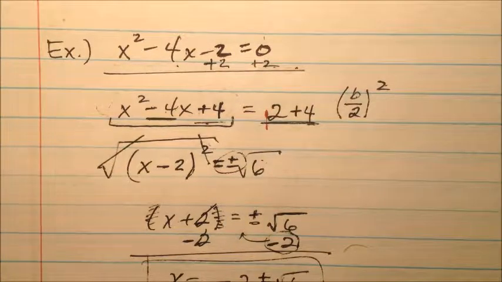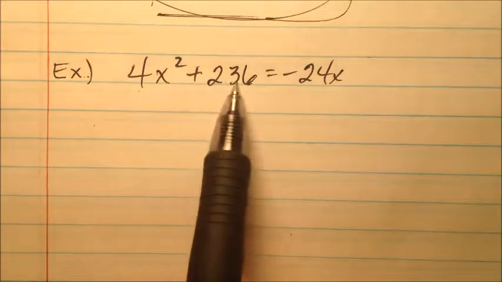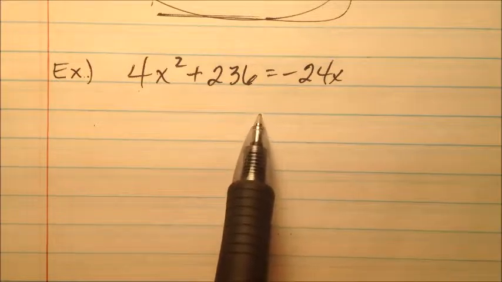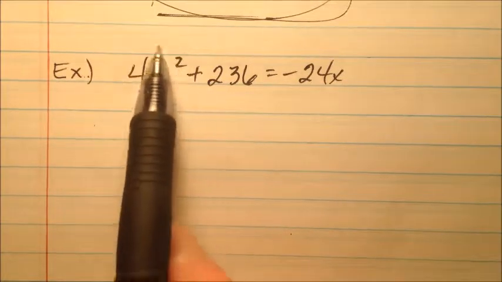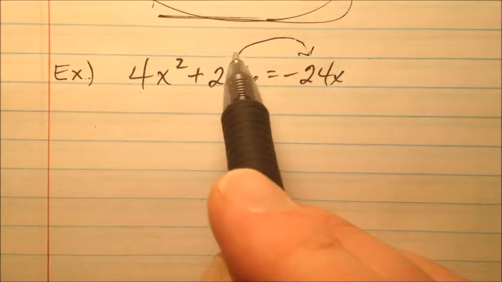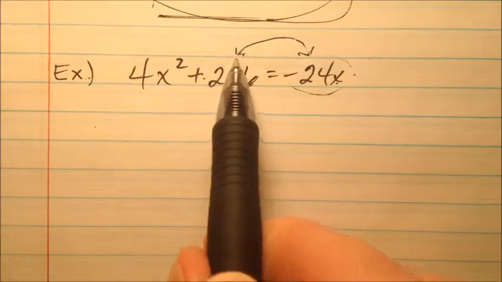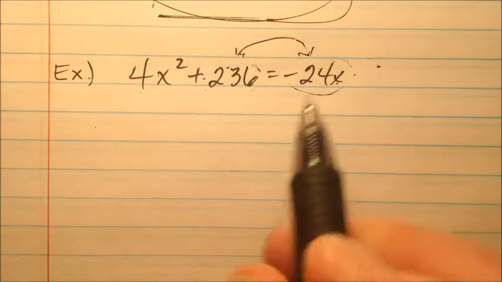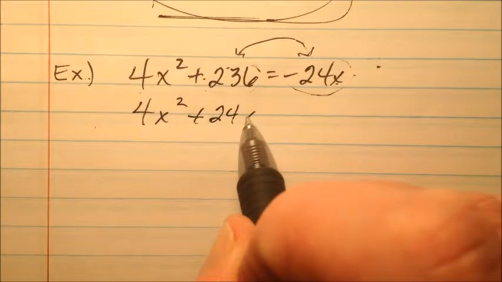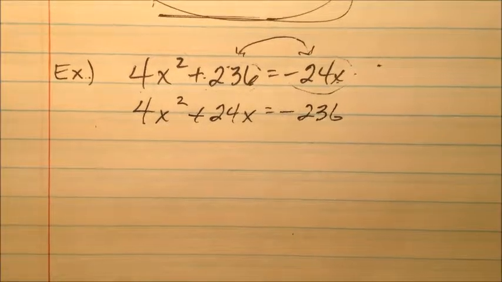this quadratic equation. In my third example, I have 4x squared plus 236 equals negative 24x. So our first step, remember, is to get the variable terms on one side and the number terms on the other side. So I'm just going to do a swap of these two. So when the negative 24x comes over, it'll be positive. And when my positive 236 goes over, it'll be negative. So we're going to rewrite this as 4x squared plus 24x equals negative 236.